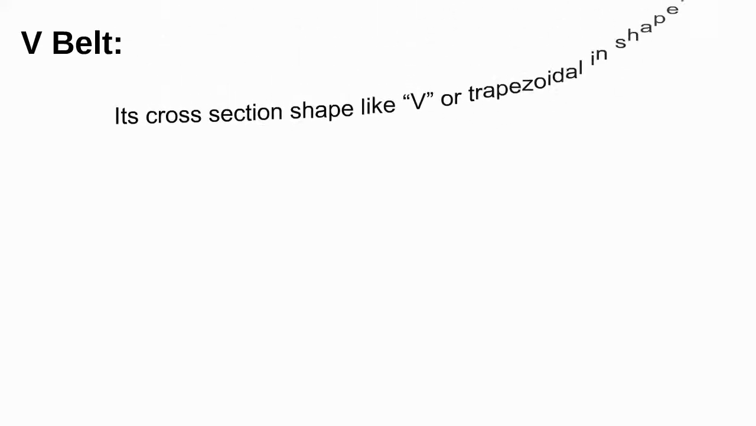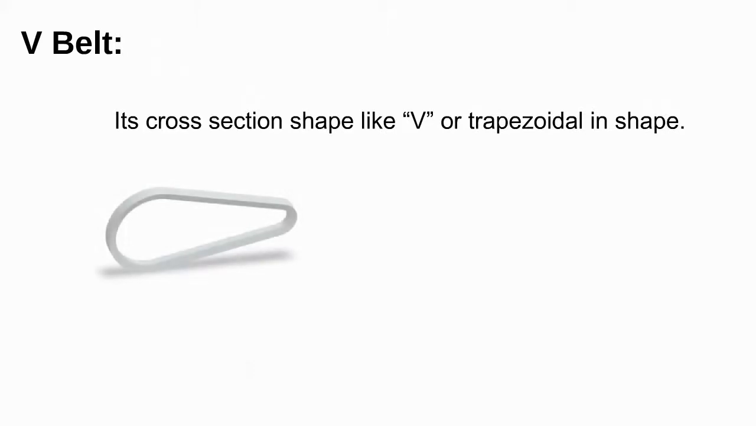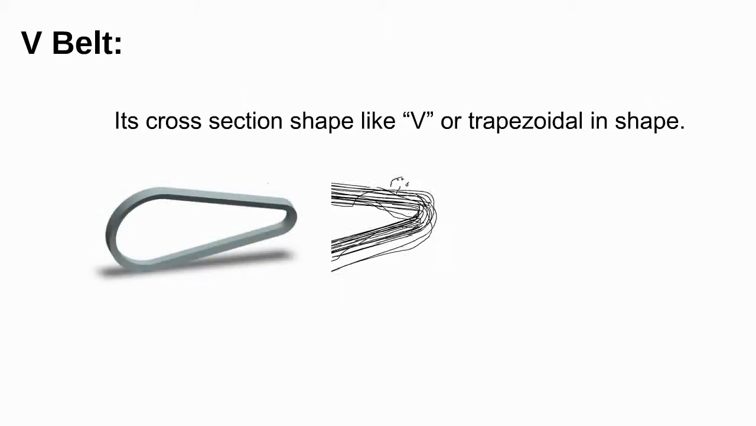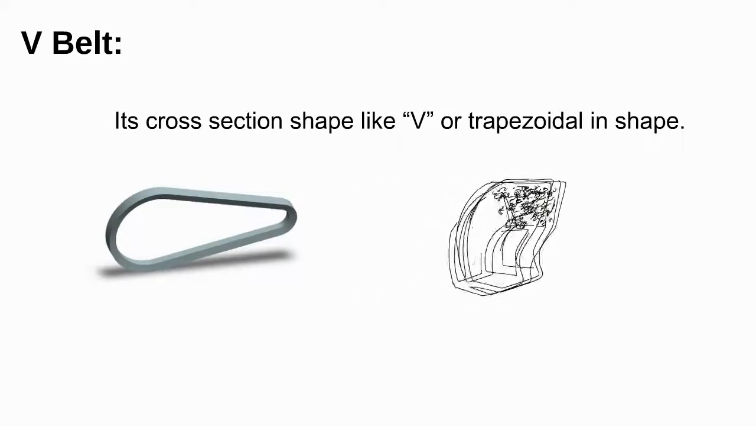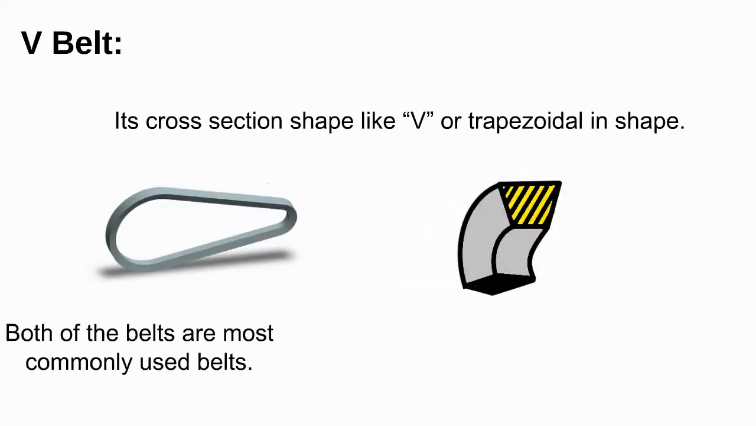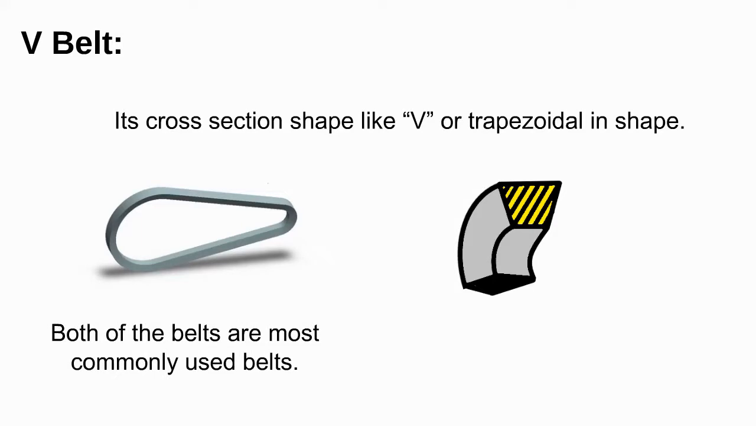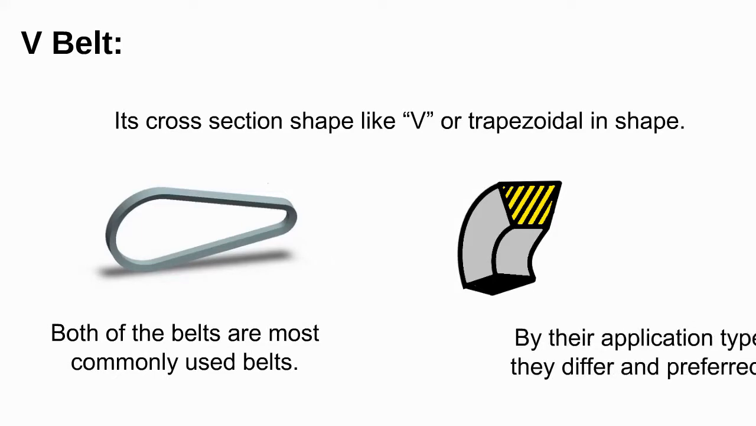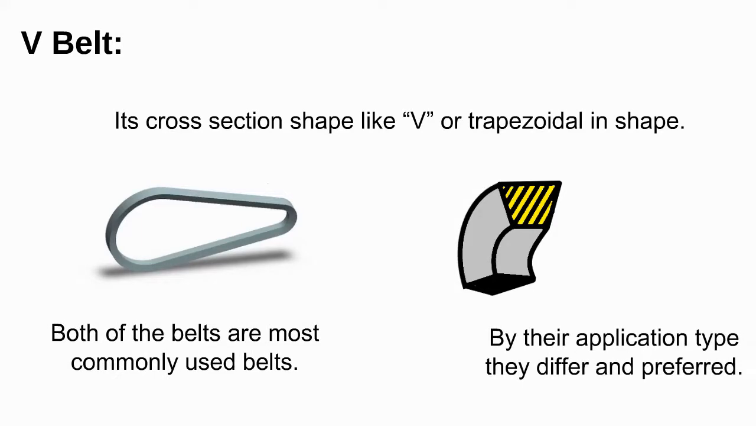V-belts have a cross-section shaped like a V, or trapezoidal, so they are called V-belts. These types of belts also have some merits and demerits compared with flat belts, because both belts are the most commonly used belts. By their application type they differ, and are preferred accordingly. Let's see their advantages over flat belts.